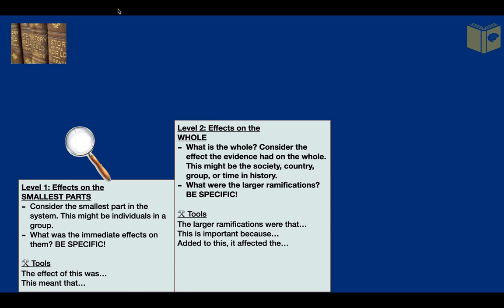Level 2 then is the effects on the whole. Again, just like with literature, the effects on the whole system. So what is the whole? Maybe it's society, a country, a whole group of people, a school, or a time in history. What were the larger ramifications? So the smaller immediate effects on the individual, that's level 1. But the larger ramifications on the society, that would be level 2.